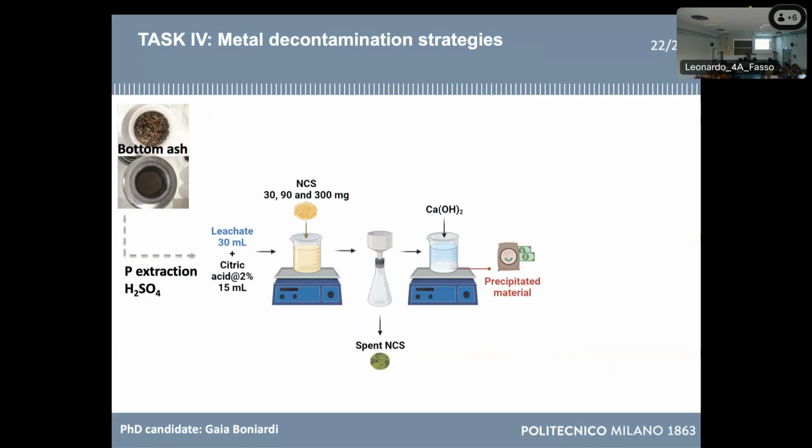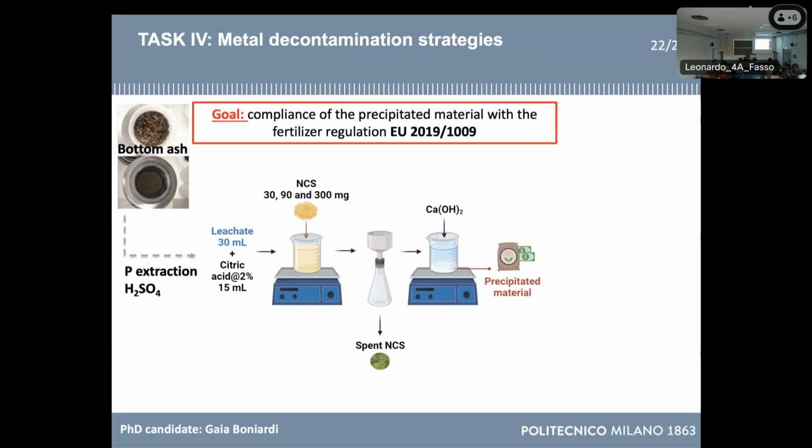After the absorption tests that were conducted for 24 hours, we collected the filtrates and we started the second phase, which is the precipitation of phosphorus. So we increased the pH by using calcium hydroxide. Of course, the goal of this task is to produce precipitated material which is compliant with the fertilizer regulation.